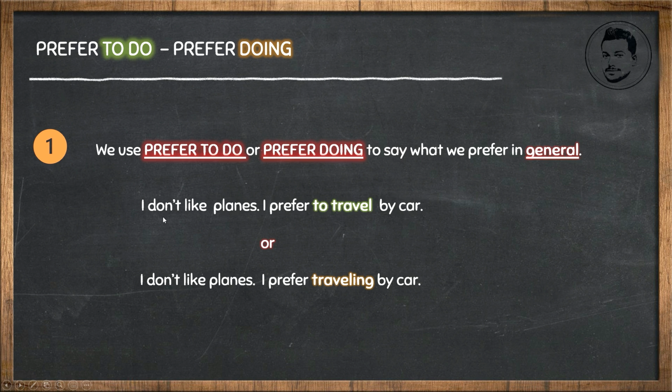For instance, I don't like planes. I prefer to travel by car. Alright. I don't like planes. I prefer traveling by car. Okay, I think you can see the difference. These two sentences mean the same thing, but we have built different sentences using different structures. One is prefer to, the other one is prefer verb ing. Both are correct, both are okay.